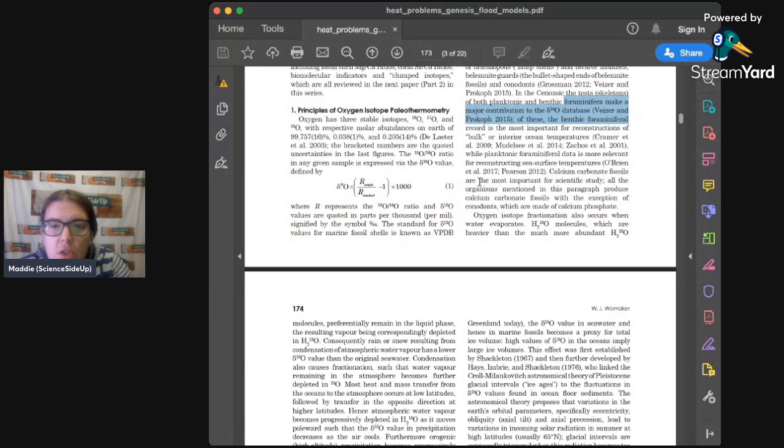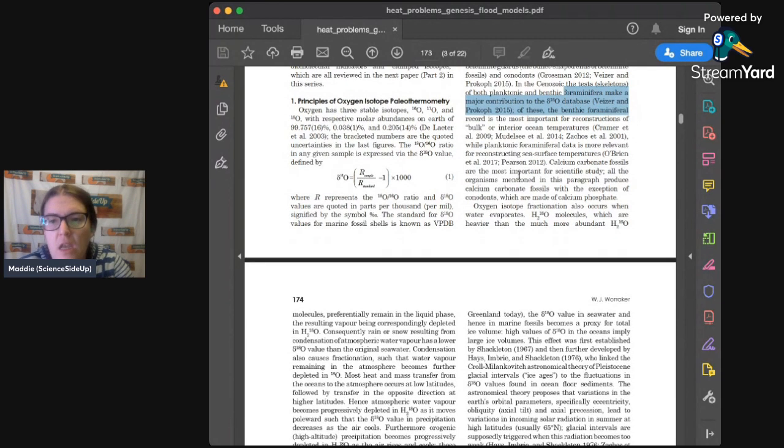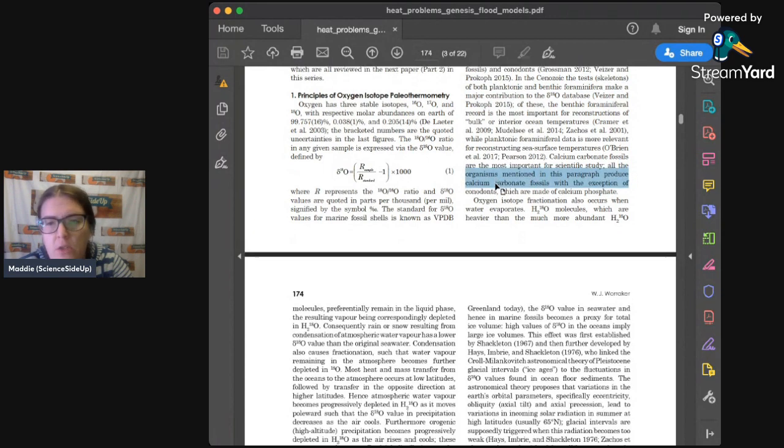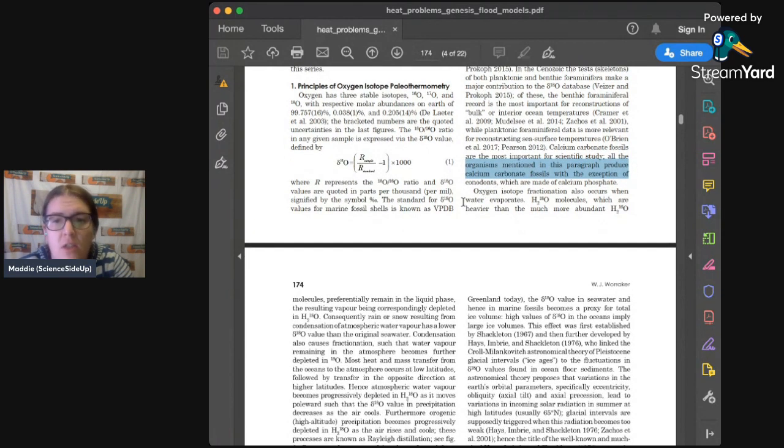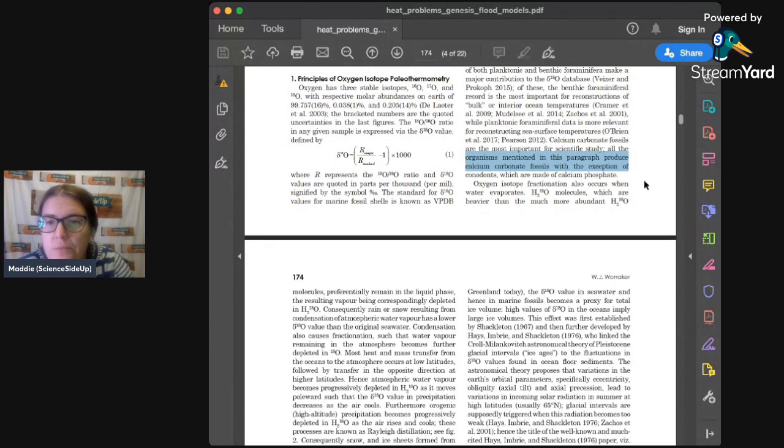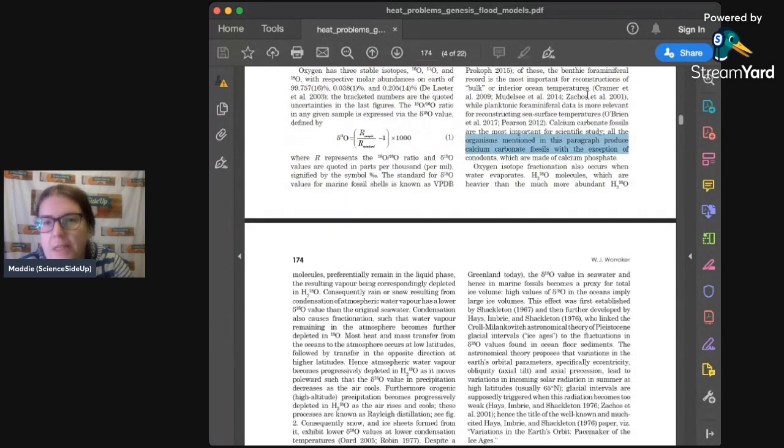Calcium carbonate fossils are the most important for scientific study. All the organisms mentioned in this paragraph produce calcium carbonate fossils with the exception of conodonts, which are made from calcium phosphate. Cool. Would love to see a citation for that. Why are calcium carbonate fossils the most important, right?